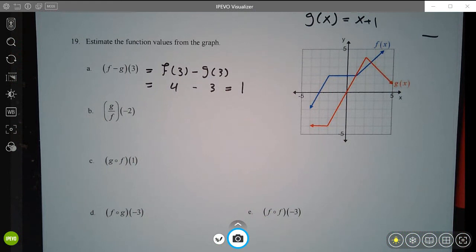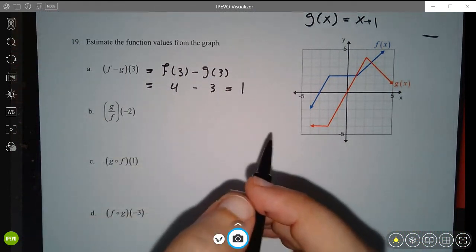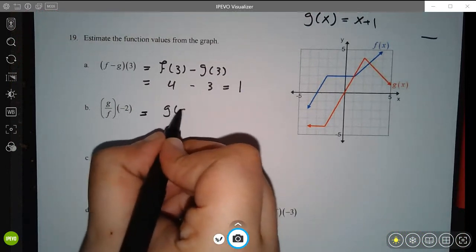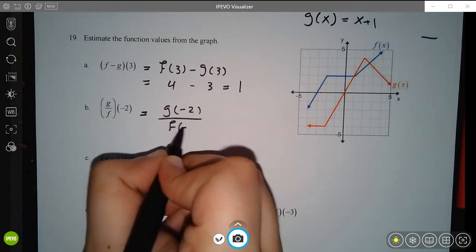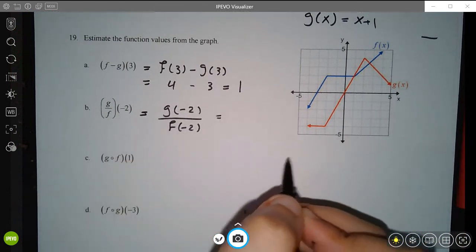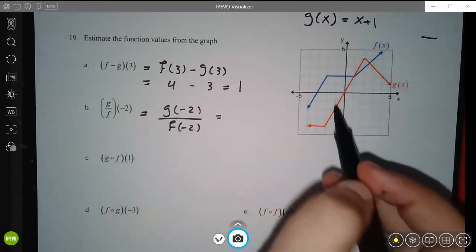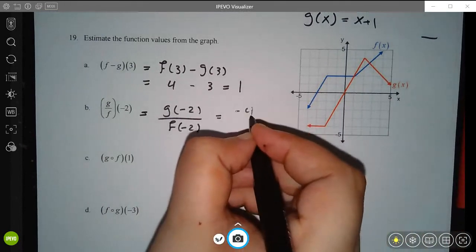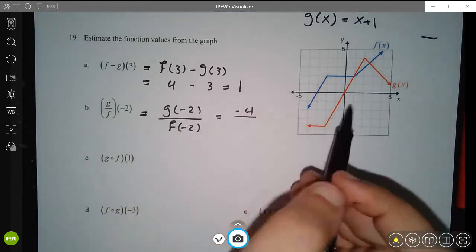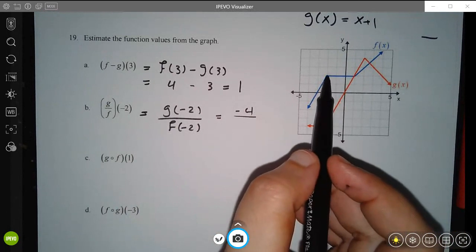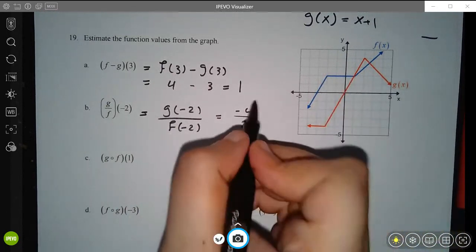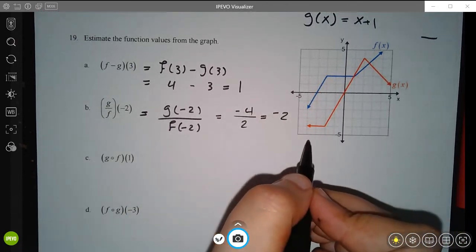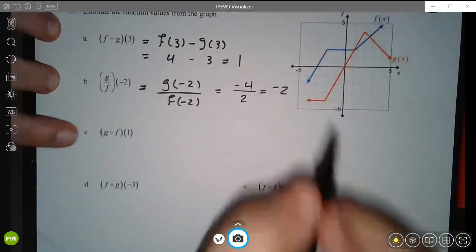Let's do another one. How about this one? It's g over f of negative 2. So we have g of negative 2 over f of negative 2. G of negative 2: the negative 2 for x is right here. G is all the way over here, which is negative 4. So it's negative 4 on top. And f of negative 2, at negative 2, f is right here, which is positive 2. So the answer is negative 4 over 2, which is negative 2. Awesome.